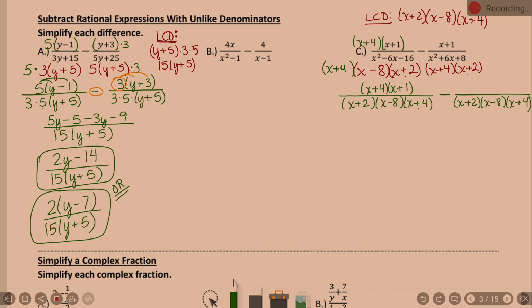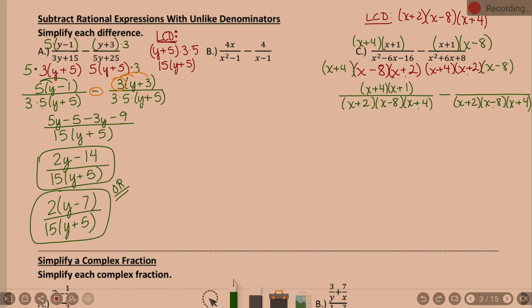Okay? I'm in the teaching mode, so I'm not going to multiply this together right now. If you're multiplying it together right now, that's fine. Okay? Second fraction. What are we missing from our common denominator? X minus 8. We're missing the X minus 8. So that means we're also going to multiply our numerator by X minus 8.